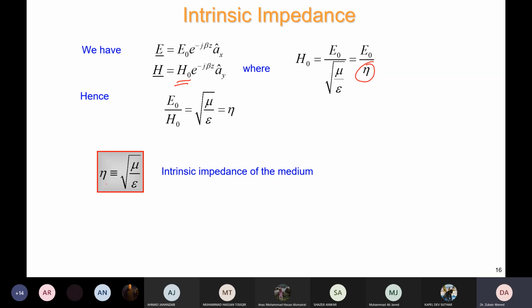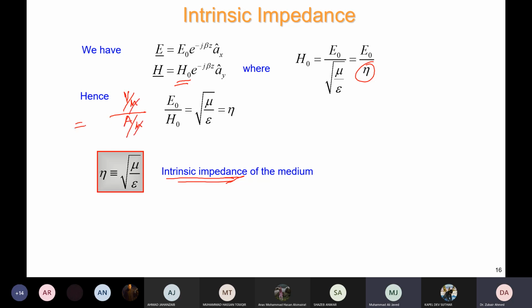What should be the unit of this eta? Why are we calling it intrinsic impedance? What is the unit of electric field? Can somebody tell me? Volt per meter. And what is the unit of this H naught, the magnetic field? Ampere per meter.